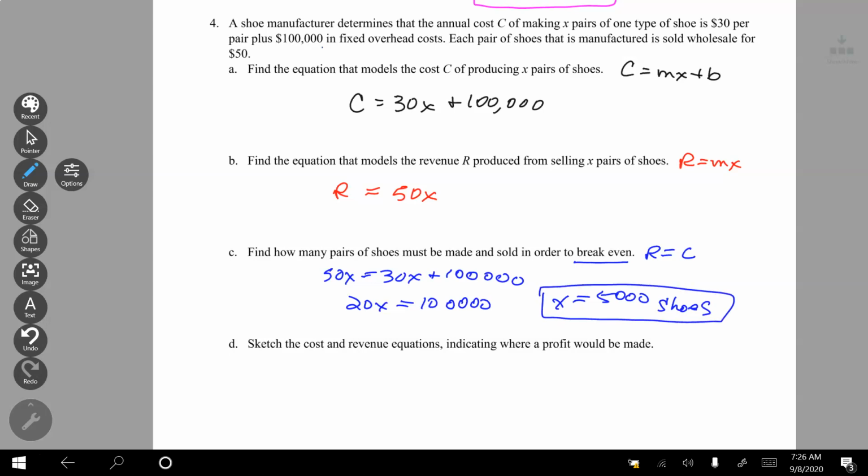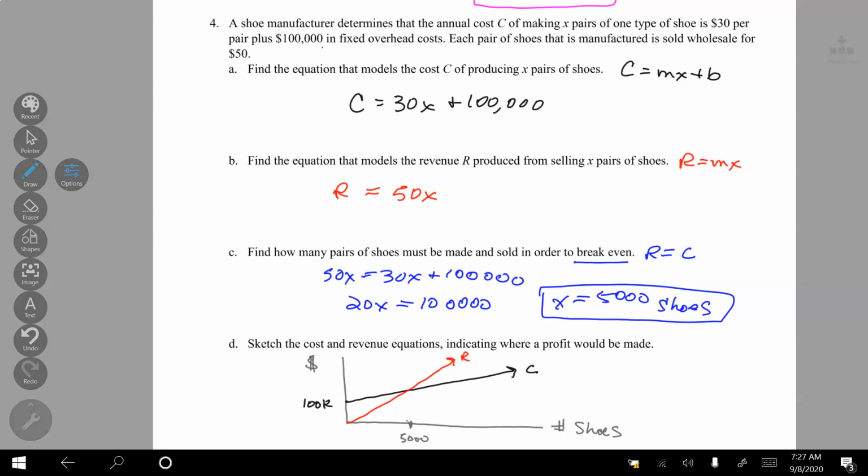Now let's see what the graph would look like. So when I plot these two equations, the C equation and the R equation, I get what they look like, and right here at 5,000 is the break-even point, and everything past the break-even point in this area would be my profit for this equation.